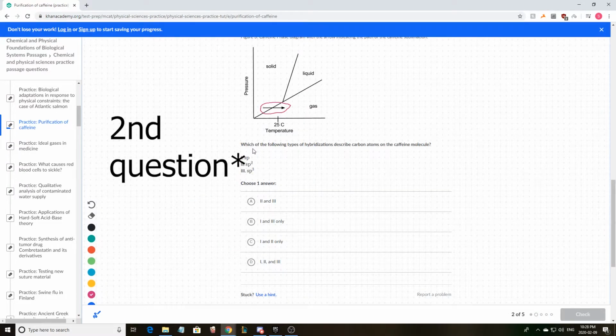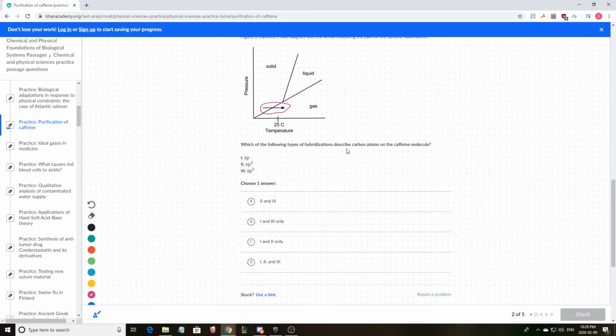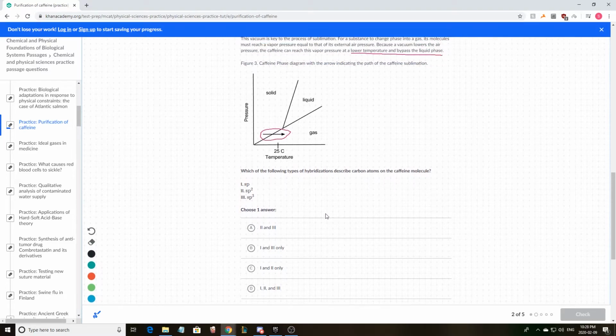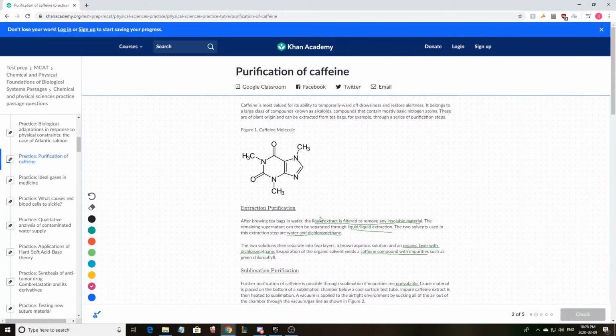The next question says, which of the following types of hybridization describes carbon atoms of the caffeine molecule? Well, we can scroll up to the caffeine molecule. So let's just circle all the carbon atoms we have present here. So there's a carbon there, carbon there, carbon here, here, here, here, here, and here.